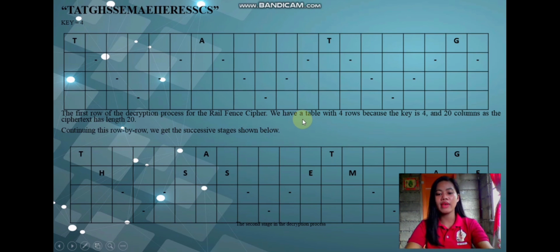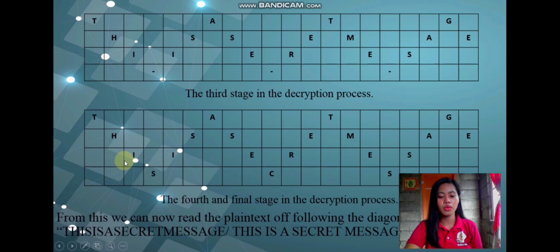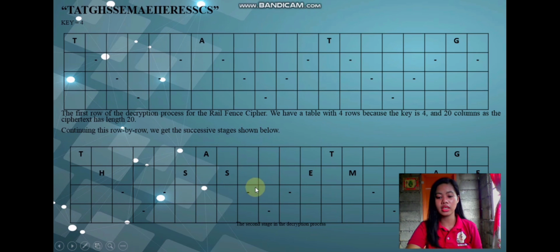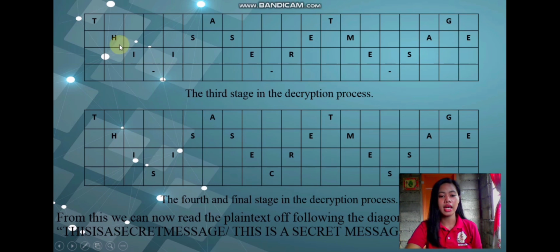So we have a table with 4 rows because the key is 4 and 20 columns as the ciphertext has a length of 20. So this is the second stage in the decryption process, and this is the third stage in the decryption process, and this is the final stage in the decryption process. From this, we can now read the plaintext of the following diagonal to be: this is a secret message.